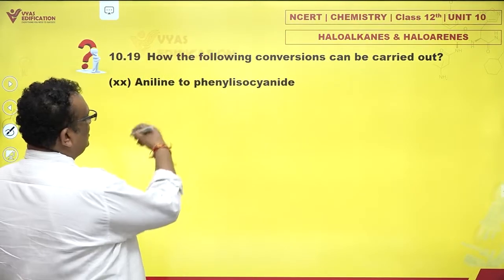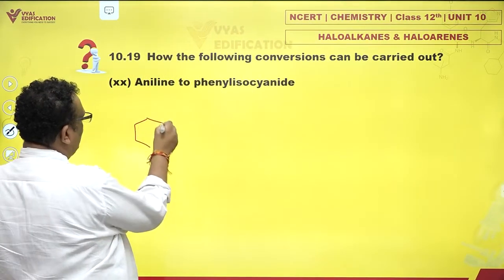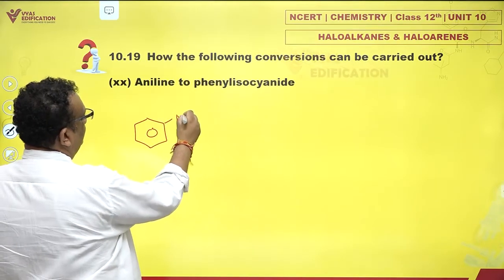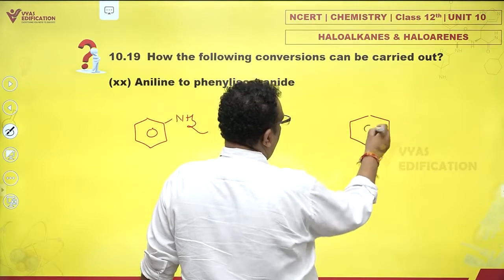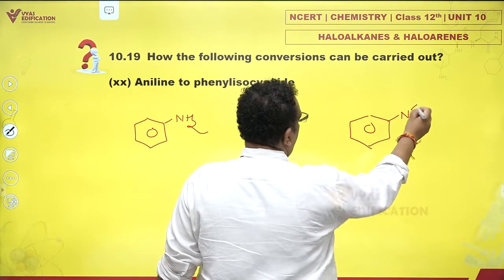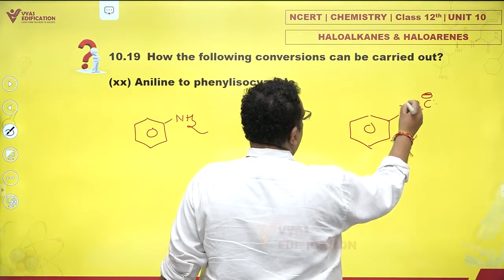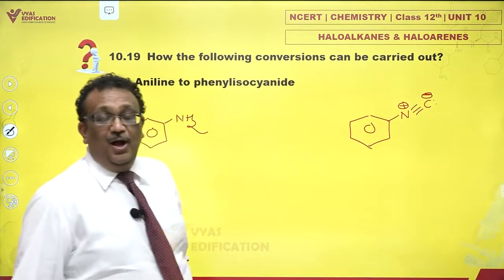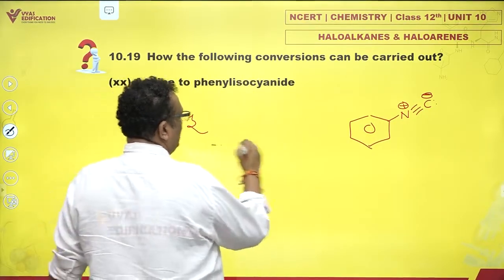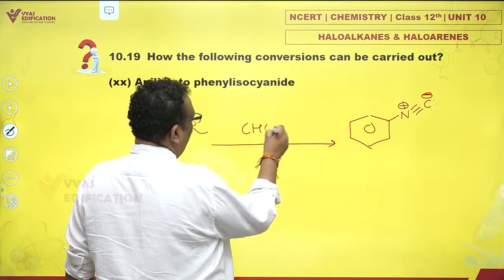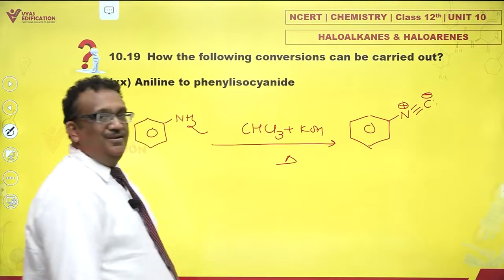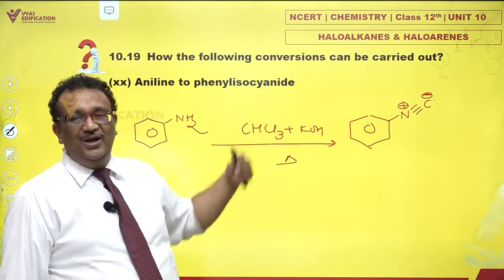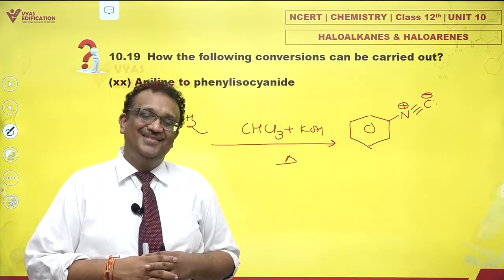Last and the least in this section, aniline you wish to begin with, and phenyl isocyanide would be this. Carbylamine test. How do you wish to do this? Add chloroform, add KOH and heat. This is all you need to do to get isocyanide like this. That's all.